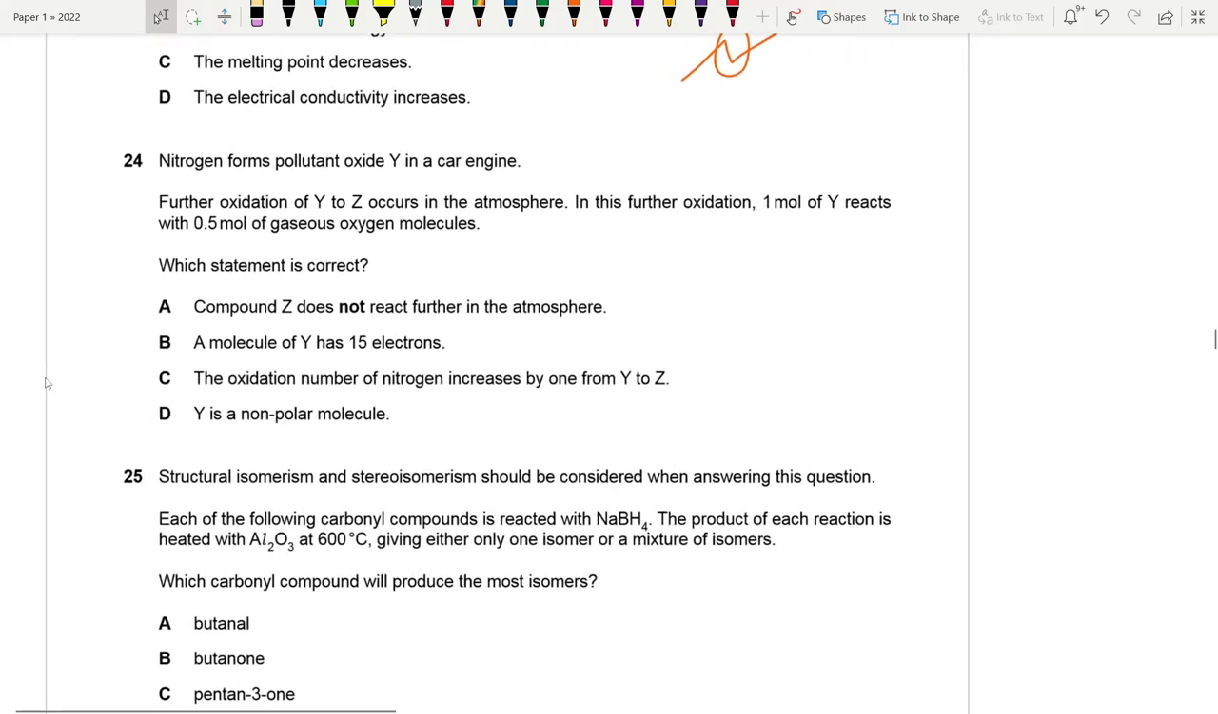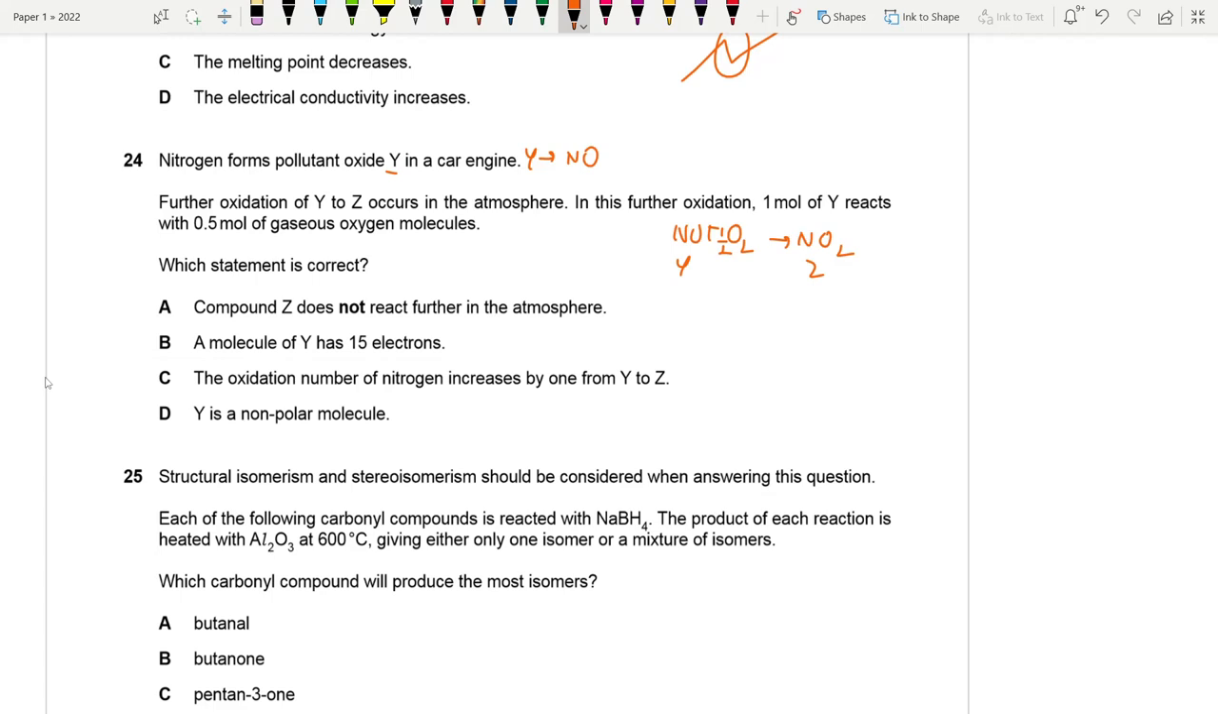Nitrogen forms a pollutant oxide Y in a car engine. Further oxidation of Y to Z occurs in the atmosphere. Okay, so nitrogen forms a pollutant oxide Y, NO. Y is NO. So further oxidation of Y to Z: NO plus oxygen, we get NO2, nitrogen dioxide. This is our Z. Now in this further oxidation, 1 mole of Y reacts with 0.5 moles of gaseous oxygen.